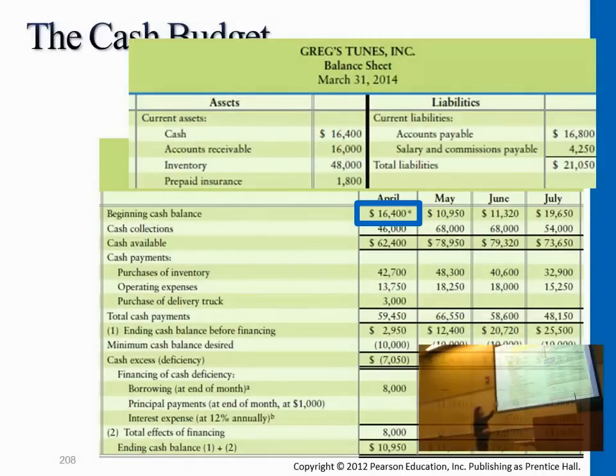And then for May's, you basically get it from here. All right, for June's balance, you get it from here. For July's, you get it from June's. Okay? But for the first month, April, you need to refer to March.